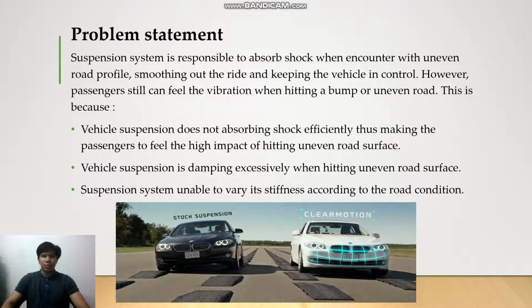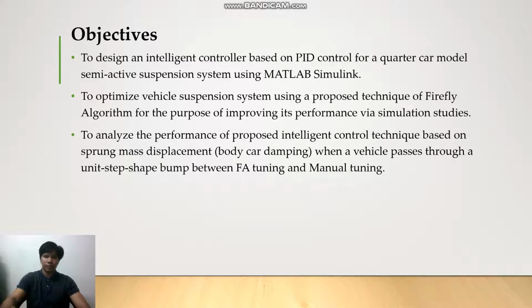So the problem is, first, vehicle suspension system does not absorb shock efficiently, thus making the passengers feel high impact when hitting uneven road surfaces. Secondly, vehicle suspension system is damping excessively when hitting uneven road surfaces. And lastly, suspension system is unable to vary its stiffness according to the road condition.